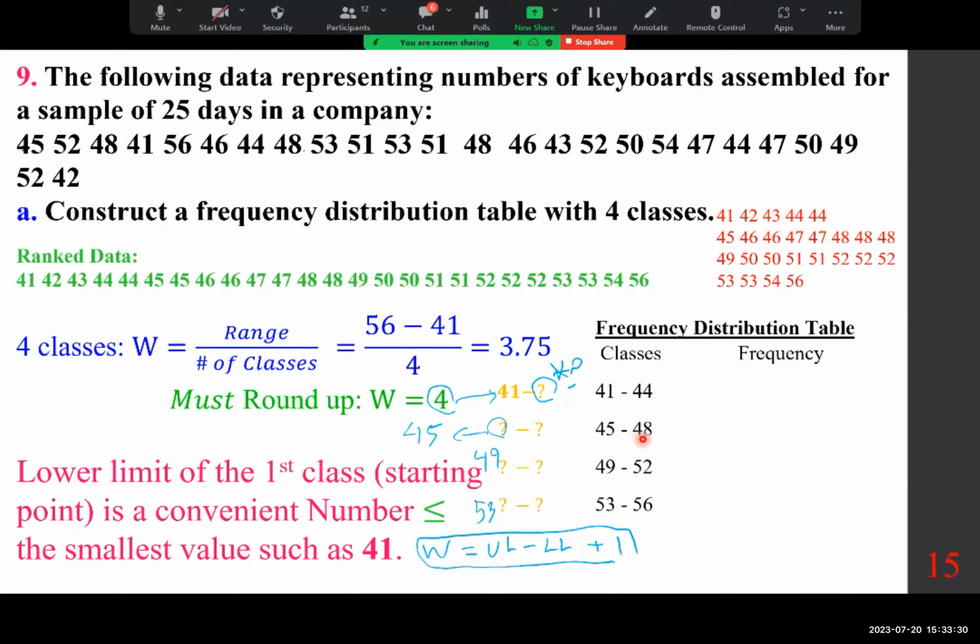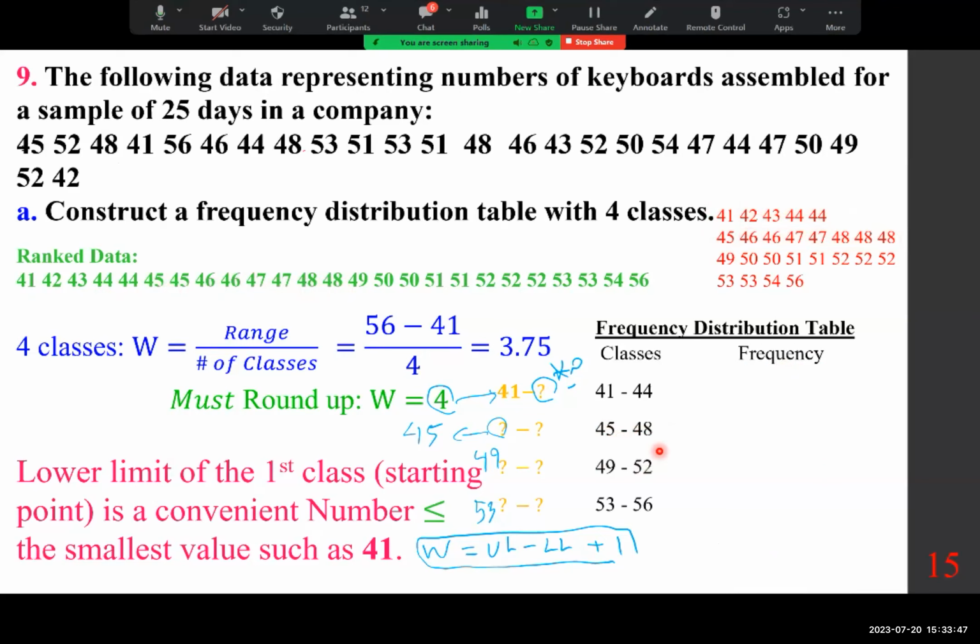The next one starts from 45 and ends with 48. So it starts from here and ends here. So we put them here. Now count 1, 2, 3, 4, 5, 6, 7, 8. So you put number 8 here.